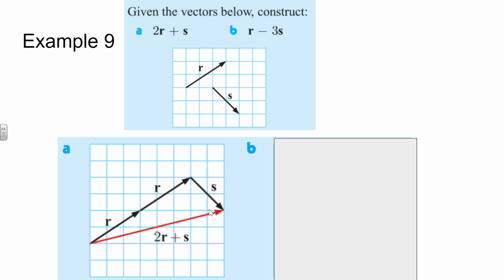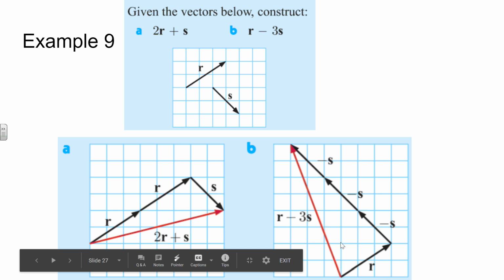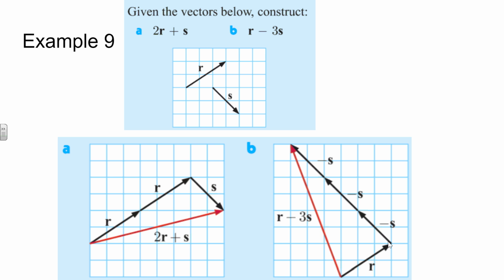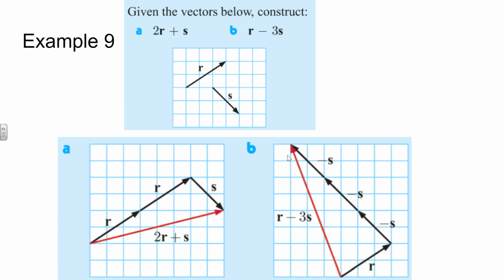Using the same idea with r minus 3s, r is going to have me go up 2, right 3, and then negative s is going to be applied 3 times. So instead of down and to the right, I'm going over to the left and up 2, left 2, left 2, and then go from there, and therefore r minus 3s is the red vector here.